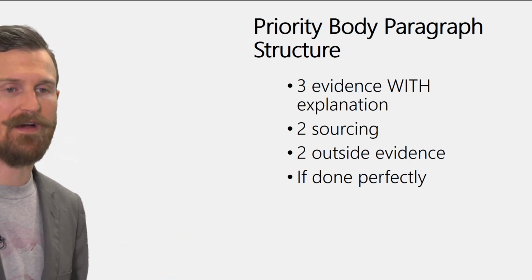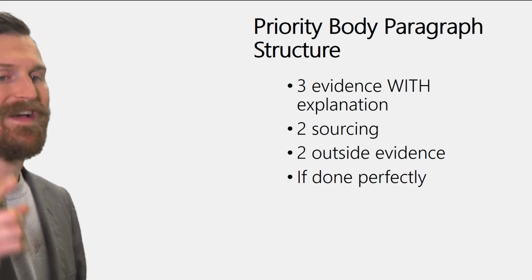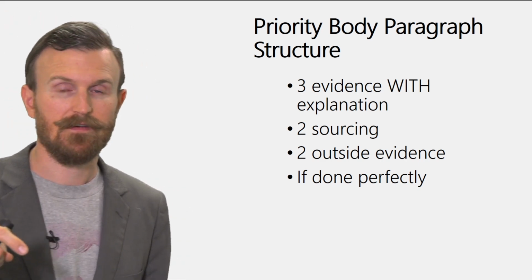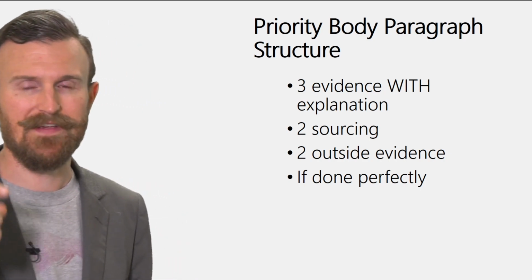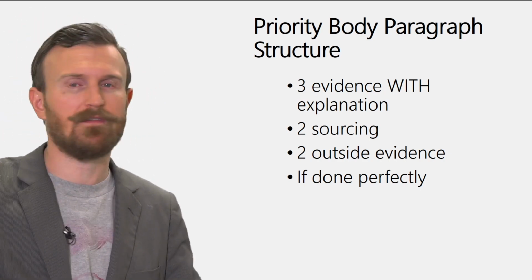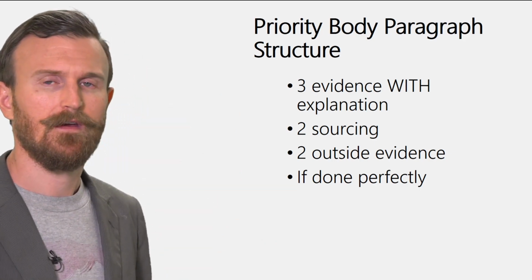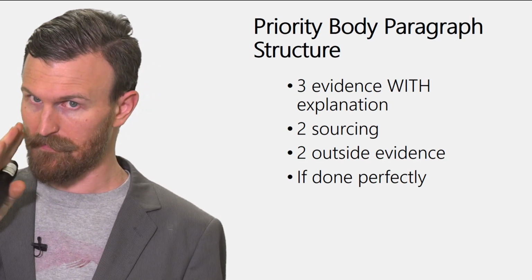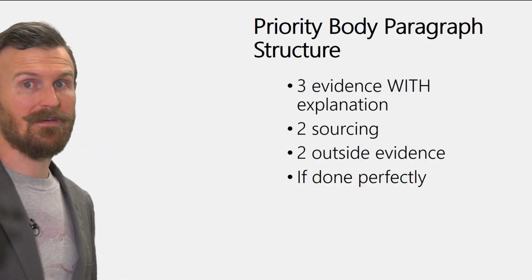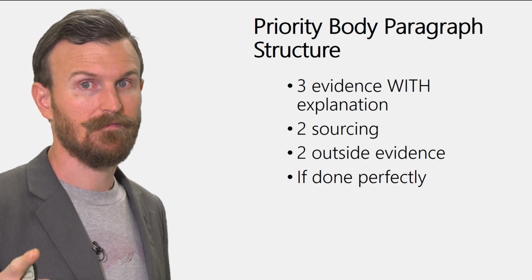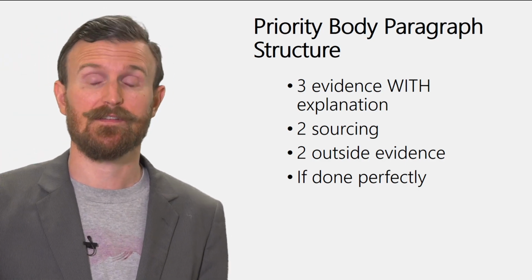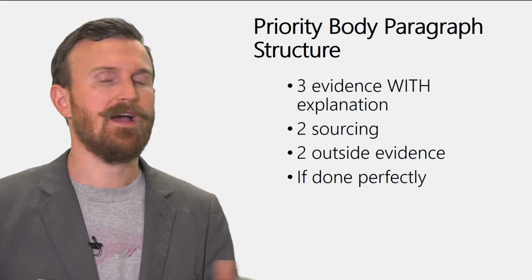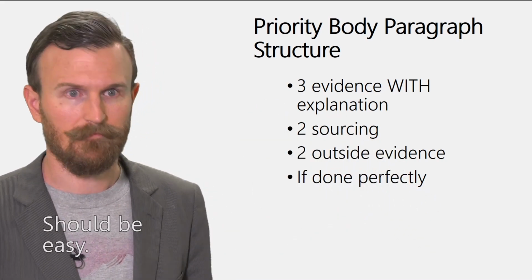So the priority body paragraph, break it down like this. Include 3 evidence with explanation. So you will use from your documents 3 pertinent, relevant pieces of evidence that support your claim. Don't throw in random evidence there. That is bad. Take 3 pieces of evidence that support the claim, and your claim supports your thesis. Explain the evidence that you use. Please explain how the evidence supports your claim. Don't assume that I know what you're talking about. Assume that I have no idea about anything.